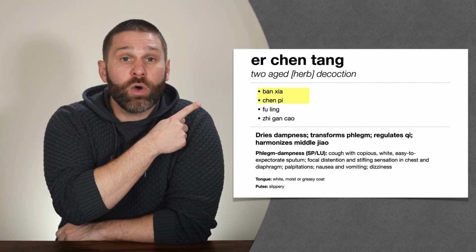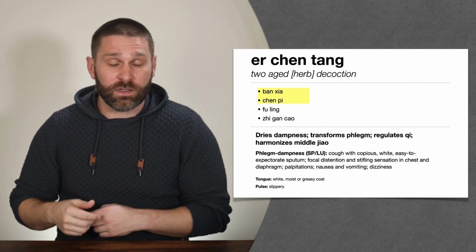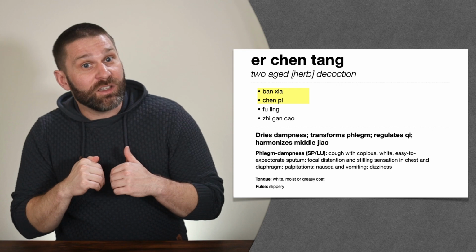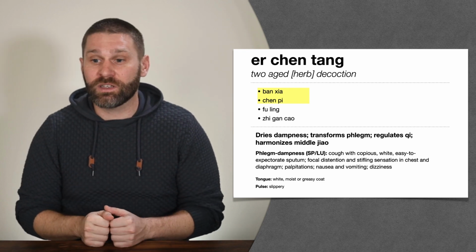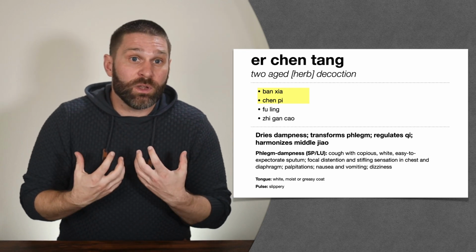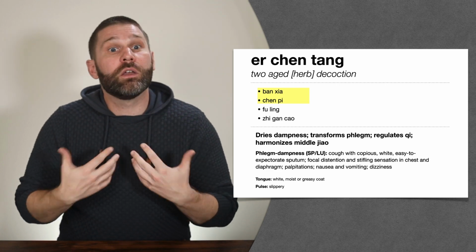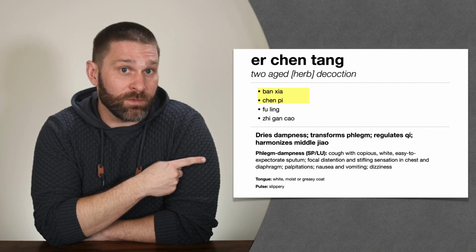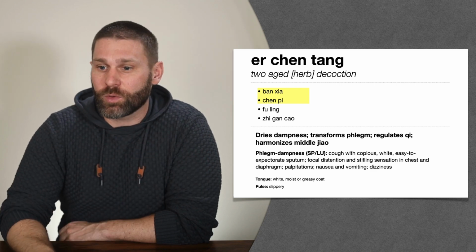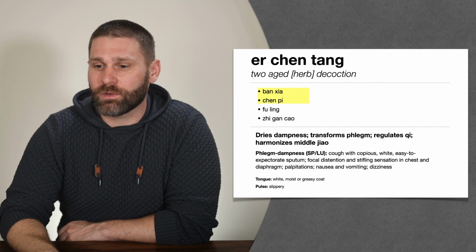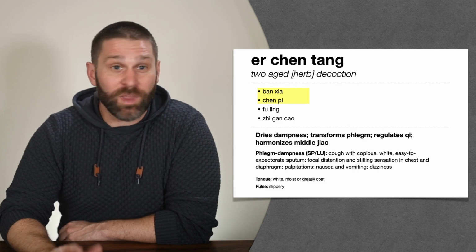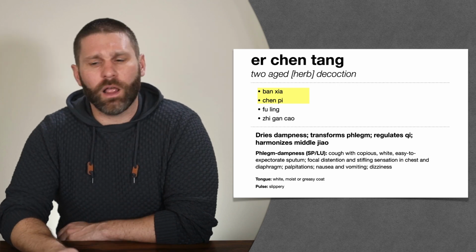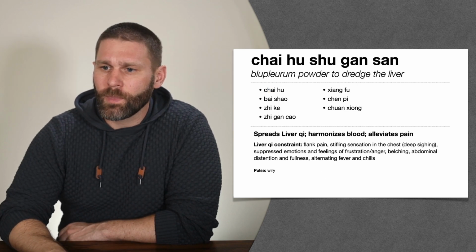Remember that both of these also have a downward direction. Ban Xia, we said, is very good for redirecting rebellious stomach qi downward for nausea, vomiting, and morning sickness. Chen Pi also has that bitter flavor that sends things downward. So it's very common to use these two herbs together also for nausea and vomiting. Here's an example of where we're using Chen Pi specifically to deal with phlegm damp, because besides regulating qi, it does a lot of good things for the spleen.